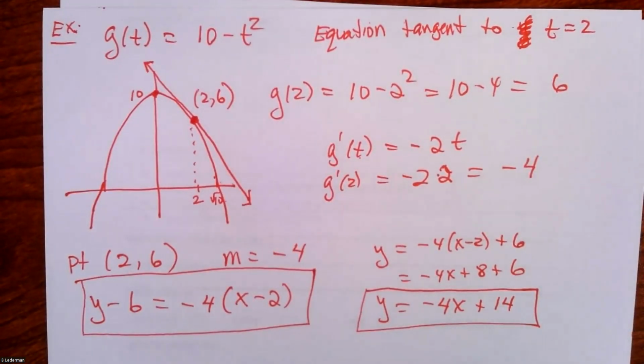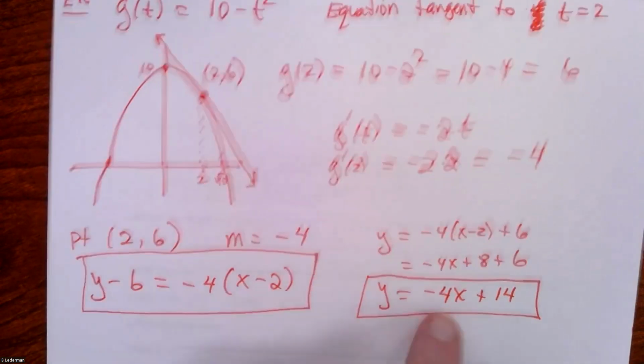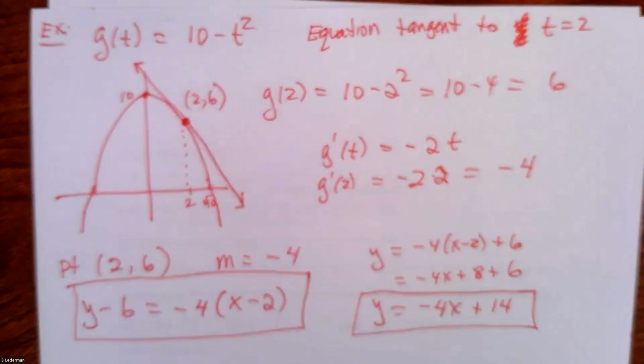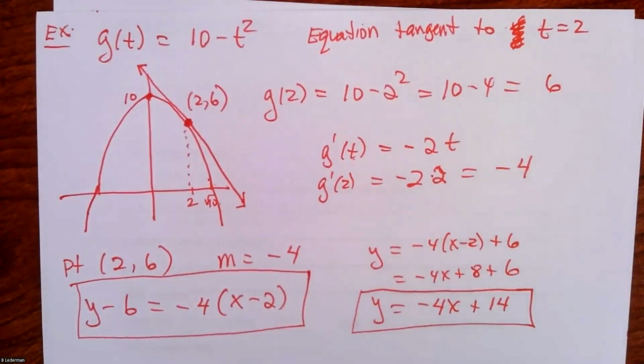So, it's up to you. If I don't ask for a specific form, you can leave it that way, whatever you like. If I ask you for a specific form, you have to give it in that form. If I ask for a decimal, you have to give me a decimal. If I ask for a fraction, you have to give me a fraction. If I don't say which one, either one is fine.